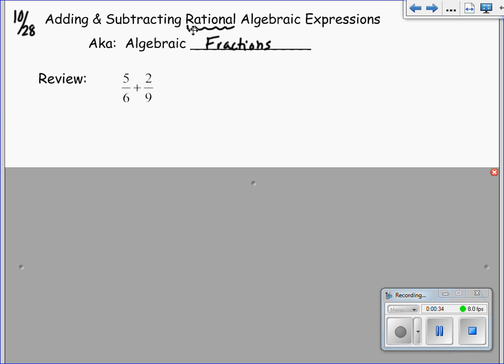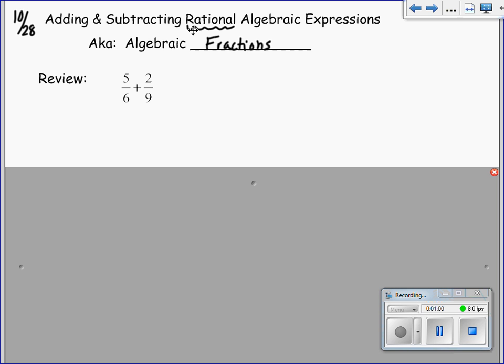I have a review problem for us to start. You can see there's no algebra in it. But if we can do this problem with numbers, then we can handle algebraic fractions. So let's take a minute to review how we add two fractions. First, anytime you add or subtract fractions, you should think, I need a common denominator. So what's a common denominator of 6 and 9? 6 and 9, 18 it would be.